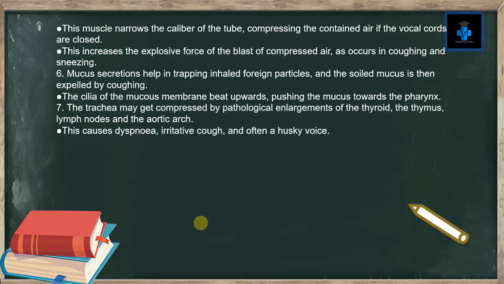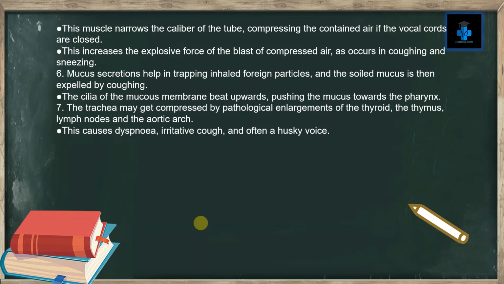The trachealis muscle narrows the caliber of the tube, compressing the contained air when the vocal cords are closed. This increases the explosive force of the blast of compressed air, as occurs in coughing and sneezing. Mucus secretions help in trapping inhaled foreign particles, and the soiled mucus is then expelled by coughing. The cilia of the mucous membrane beat upwards, pushing the mucus towards the pharynx.